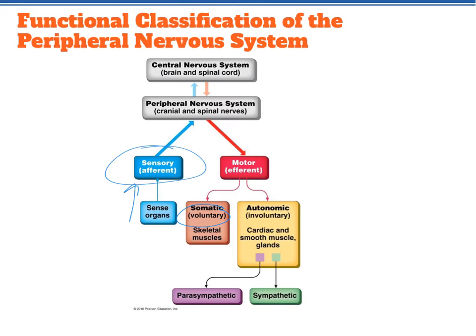If it's a voluntary action, it's called the somatic part of our peripheral nervous system, and if it's involuntary, that's the autonomic. From there, the autonomic, the cardiac and smooth muscles and glands, is even further divided into parasympathetic and sympathetic. The parasympathetic is known as rest and digest. So when we're calm and cool and relaxed, that's our parasympathetic nervous system working. And our sympathetic nervous system kicks into gear when we're stressed or excited and our heart's racing. That's the difference between those two.